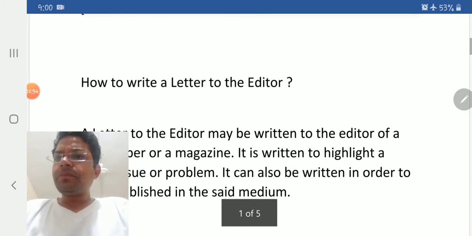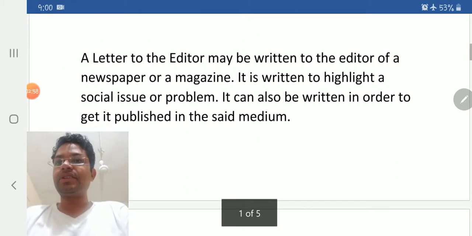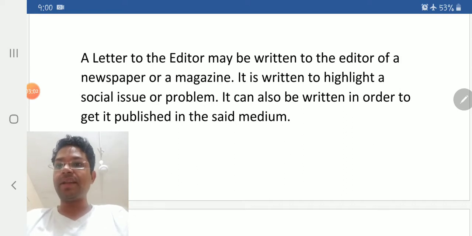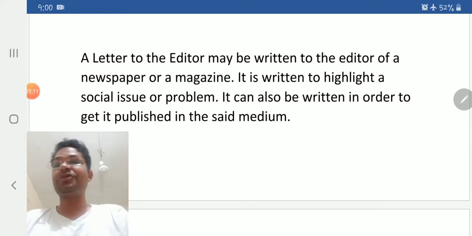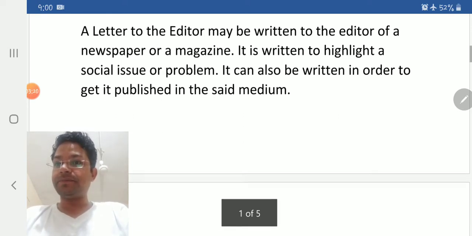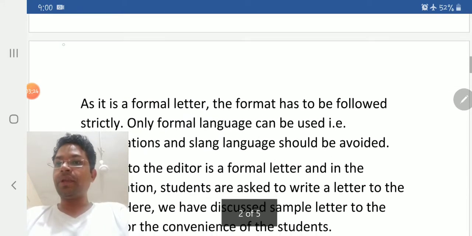Now, how to write a letter to the editor? A letter to the editor may be written to the editor of a newspaper or a magazine. It is written to highlight a social issue or problem. The problem should be a social problem, not your family problem. You cannot write your family problem to be published. It should be a social problem. It can also be written in order to get it published in the said medium. The medium is either a newspaper or a magazine.